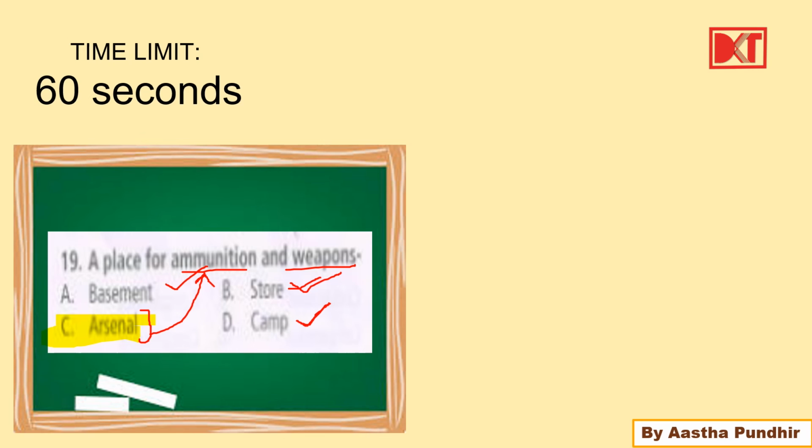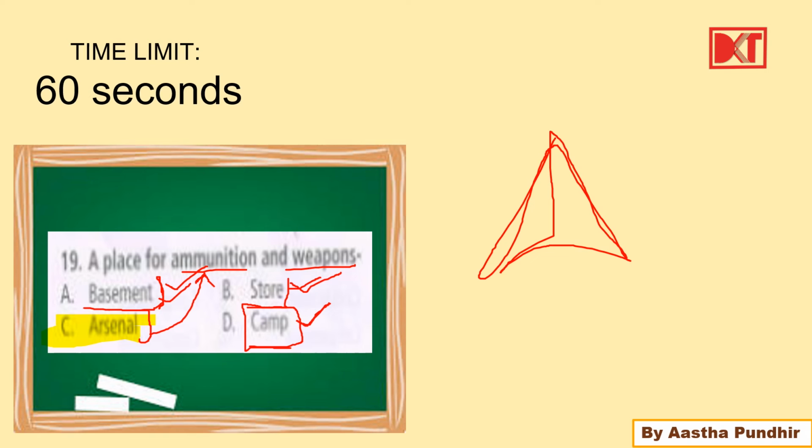Otherwise, basement, for example, you have a basement in your house, so you can store anything. You can make a room in the basement, anything. All right. Again, store. And a camp, again, camp usually campsite पे जो होते हैं या फिर refugees के लिए जो camps बनते हैं, these tent kind of structures, that is camps. All right. So here the answer is C, arsenal.